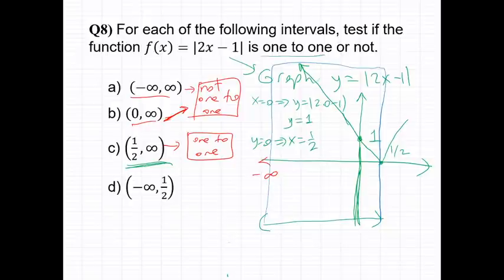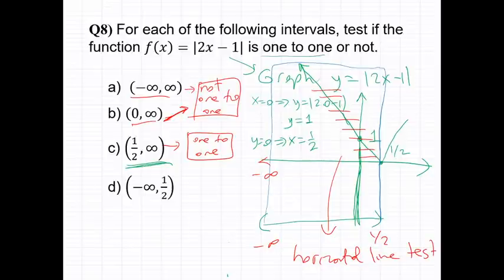Now if you use the horizontal line test only on this interval, the horizontal line test succeeds. Okay, so it tells it's one-to-one. So here it is one-to-one. I think, yeah, that's enough for this exercise. That's clear, I guess.